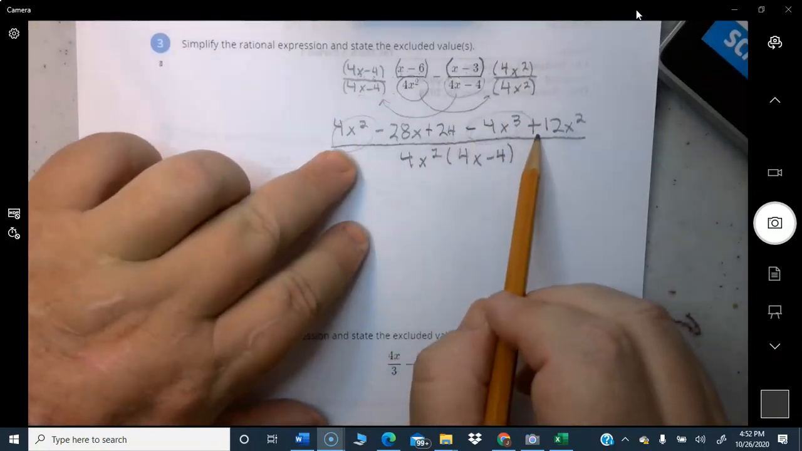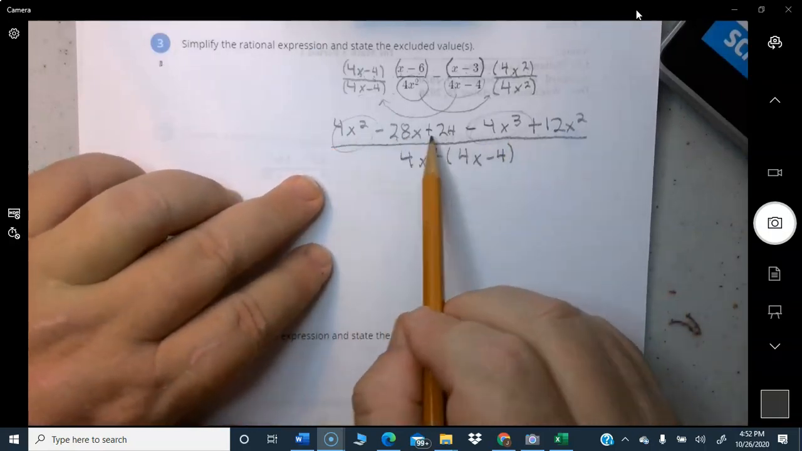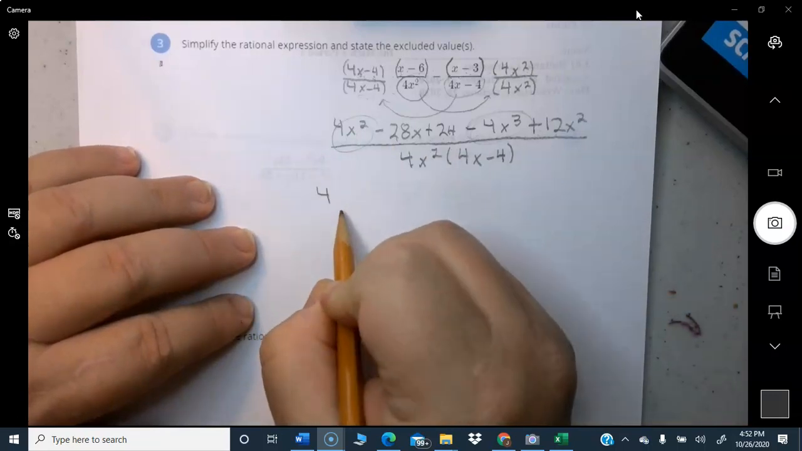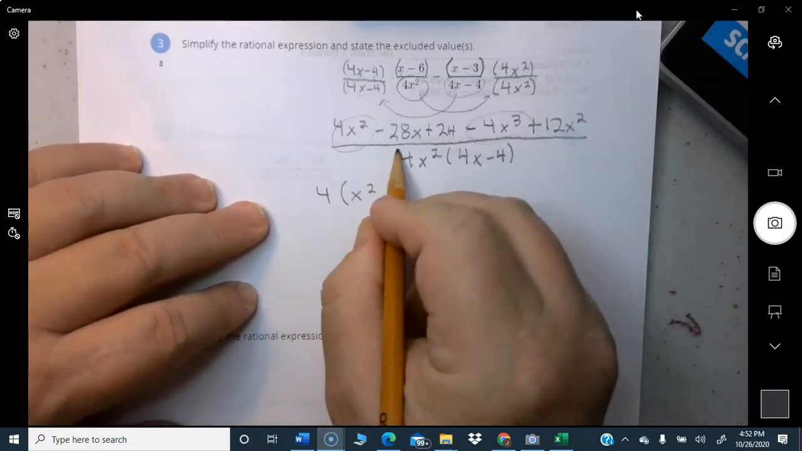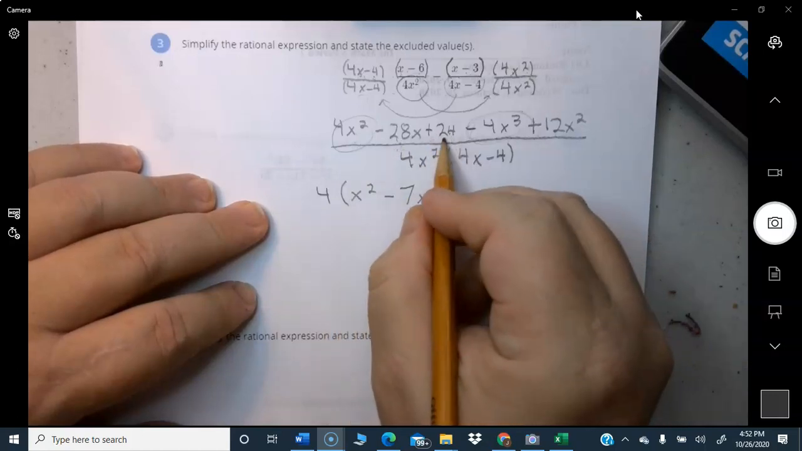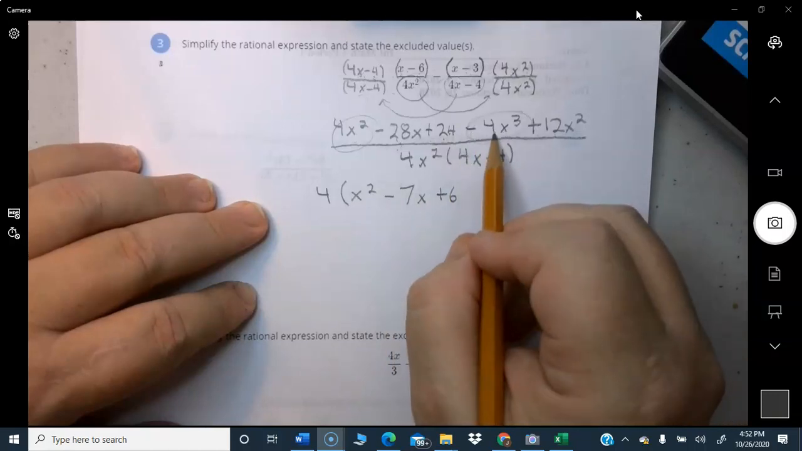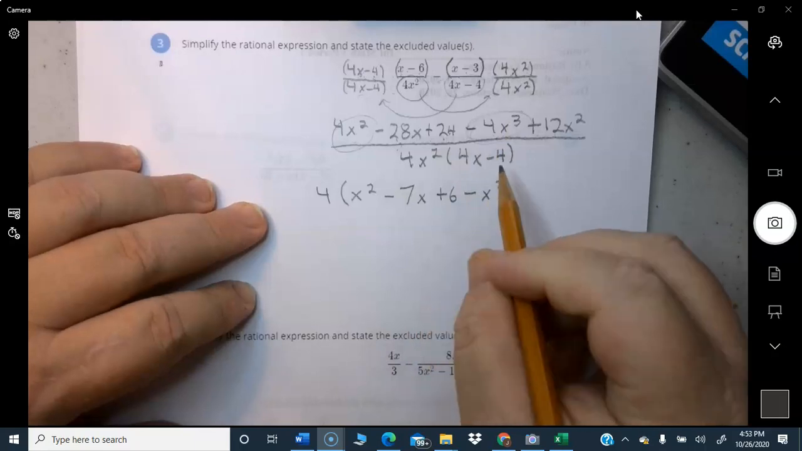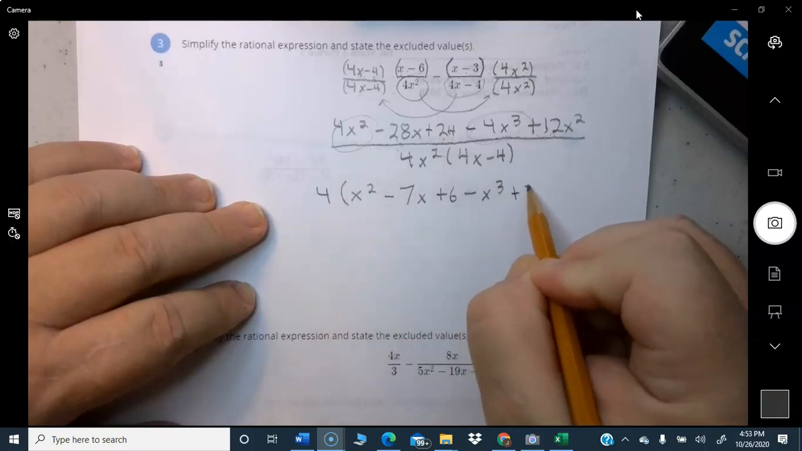Okay, first thing I see actually is this. I can factor a 4 out of all of these, right? 4 goes into all of these. So let's do that first. I'm going to take a 4 out here, and then everything else is going to go into parentheses. So this is x squared. If you take a 4 out of 28, you get negative 7x. If you take a 4 out of 24, you get plus 6. If you take a 4 out of negative 4x to the third, you get negative x to the third. And then you take a 4 out of this 12, you get a plus 3x squared.